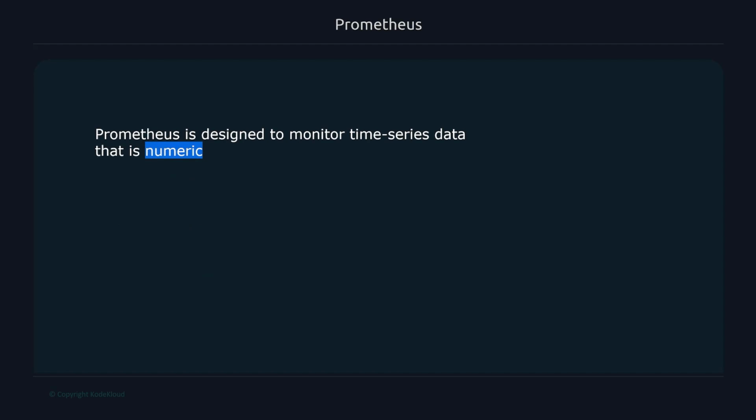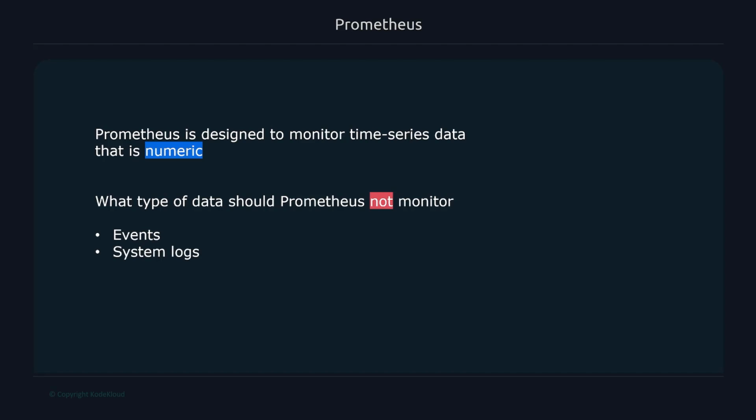So let's talk about what Prometheus is used to track. Prometheus is designed to exclusively monitor time series data that's numeric, and that's the important thing to understand. It monitors numeric data. And so if you wanted to monitor things like events or system logs or traces, these are all things that Prometheus is not designed for. It's meant exclusively for numeric data.